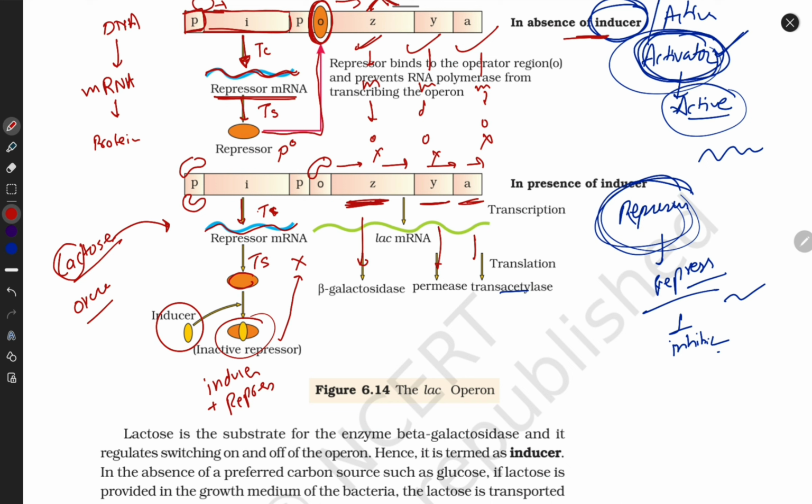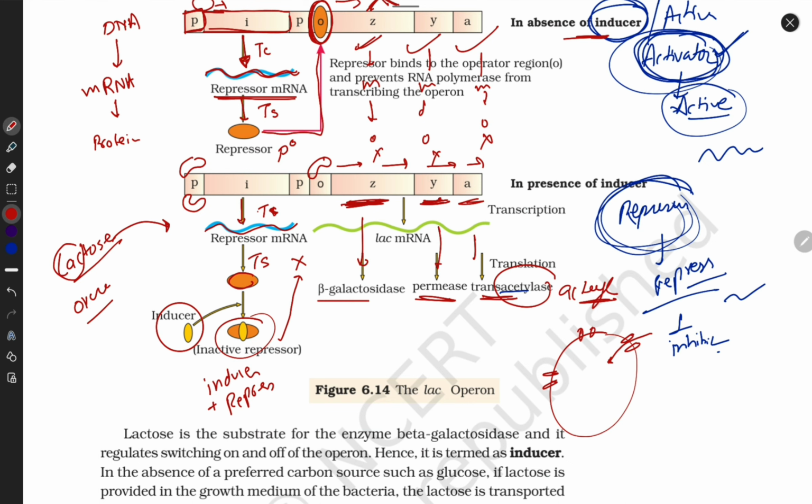And further they code according to their cell. This is an exam point of view question: what does the Z structural gene do? It makes beta-galactosidase. What does the Y structural gene do? It makes permease, so lactose can enter. In the outer cell of the bacteria they make pores, so lactose is easily consumed. Next is transacetylase, which adds an acetyl group.